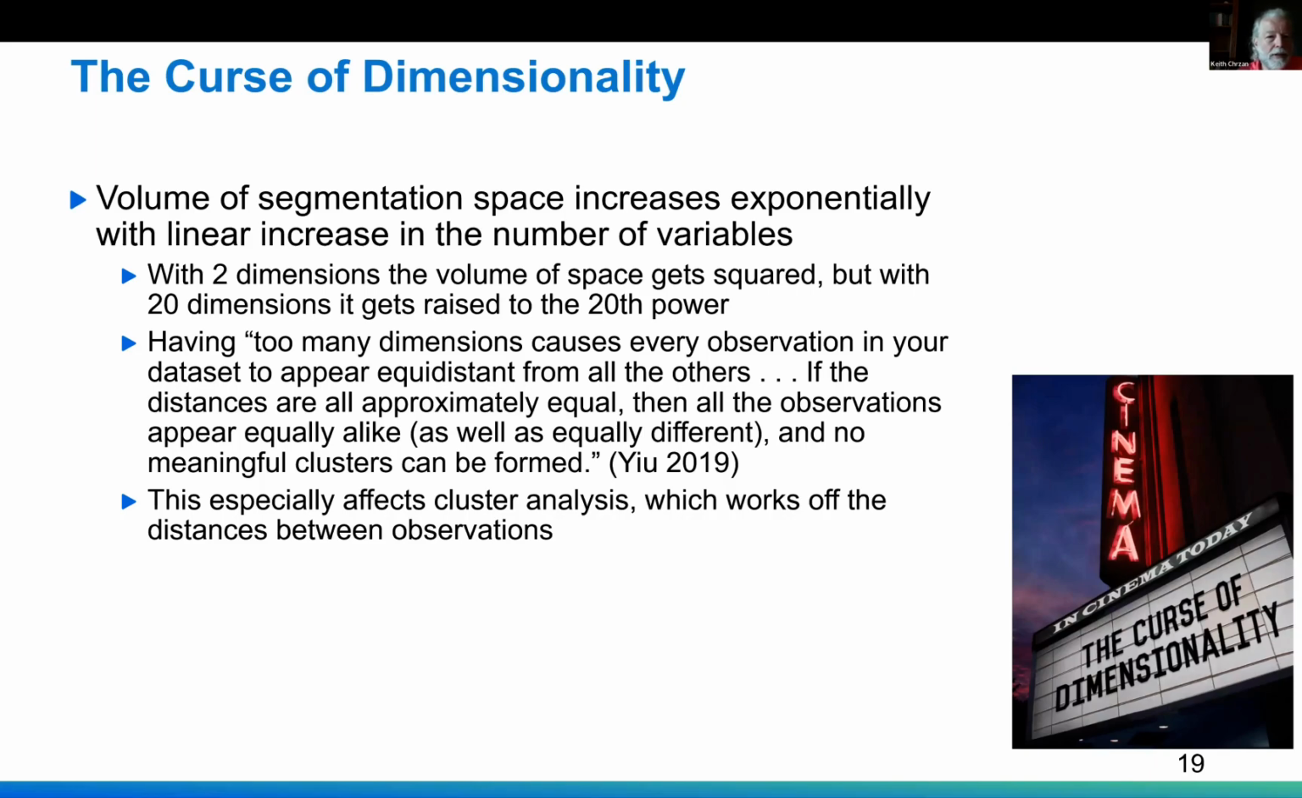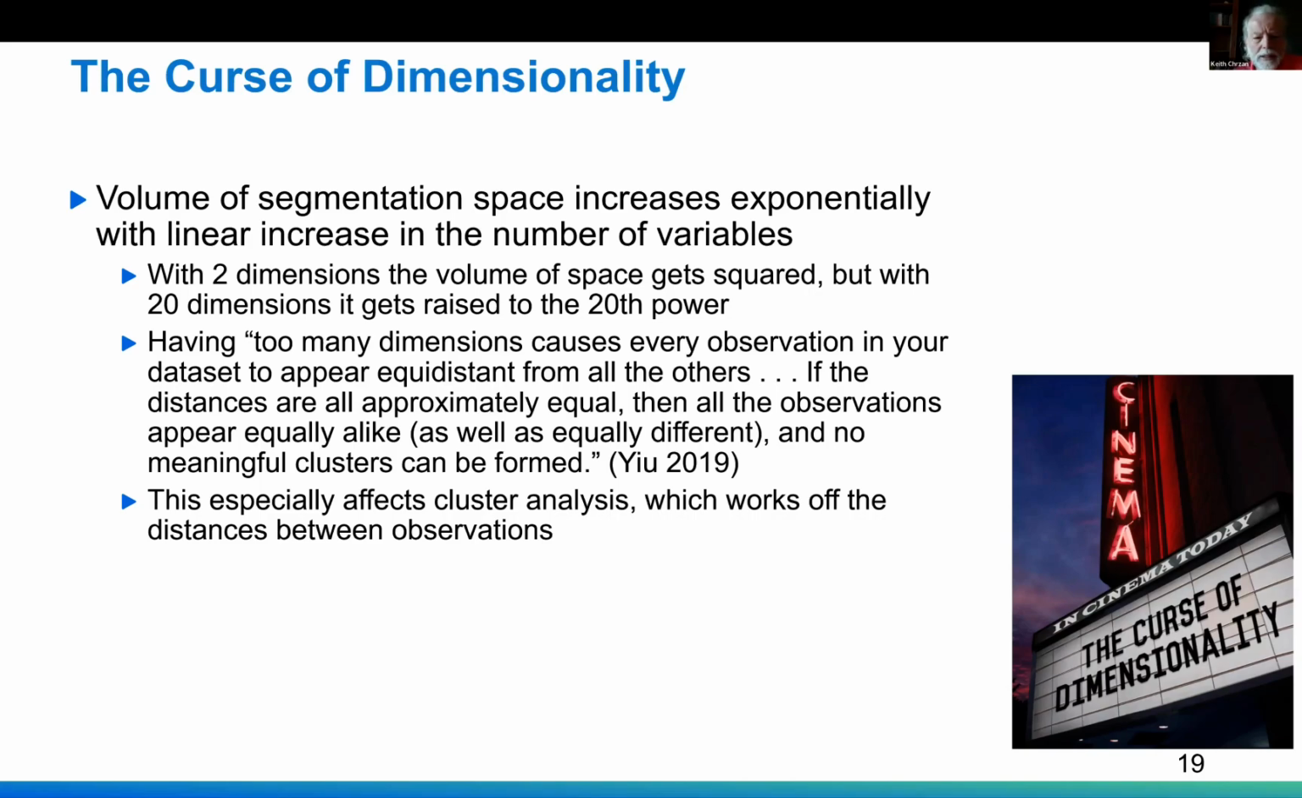Turns out that the volume of the segmentation space increases exponentially with the increase in the number of variables. So if you think about it, if you have just 2 variables or 2 dimensions, then the volume of space gets squared. But if you have 20 dimensions, it gets raised to the 20th power. There's a nice quote I like about this problem. Having too many dimensions causes every observation in your data set to appear equidistant from all the others. If the distances are all approximately equal, then all the observations appear about equally alike and equally different, and there's no meaningful clusters that can be formed.